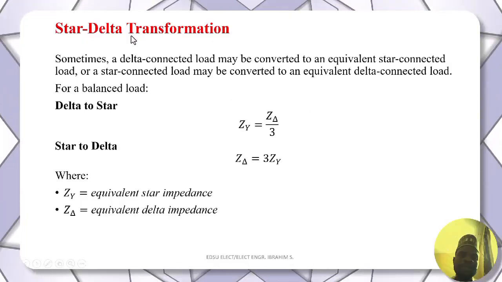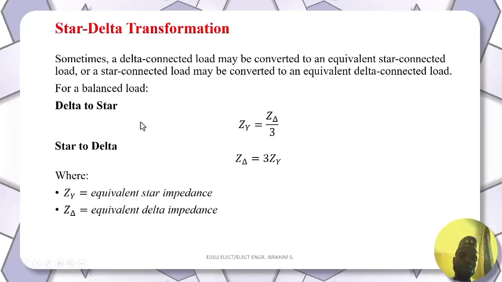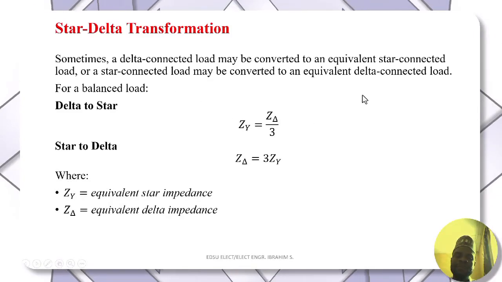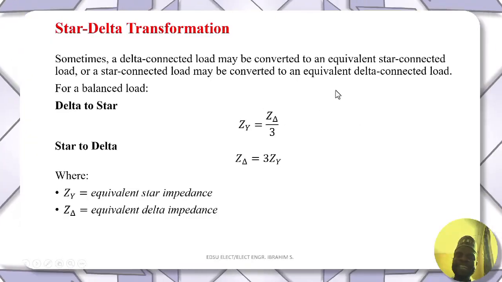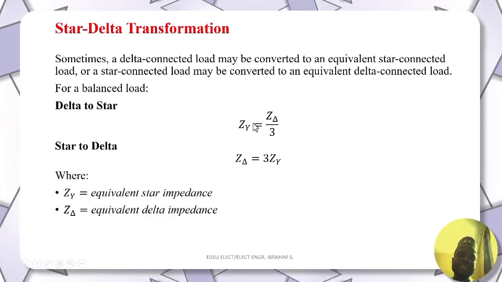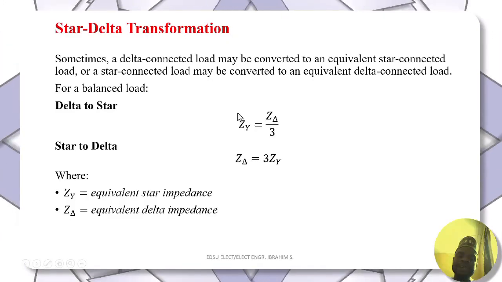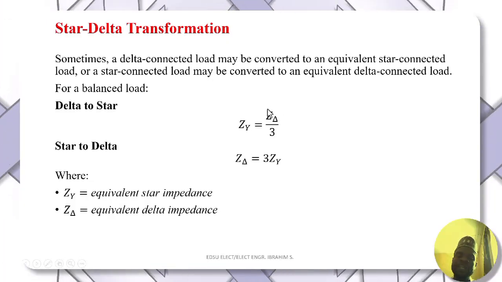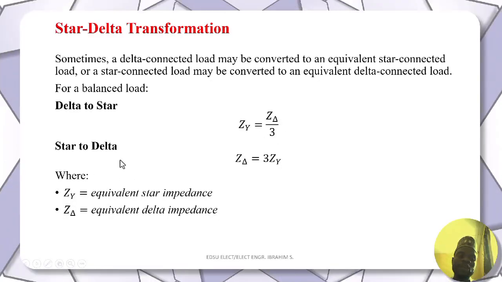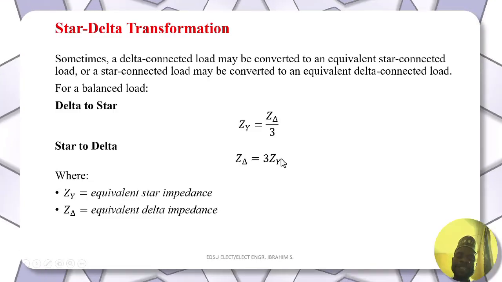So, star to delta transformation. There are times they give you your connections in delta format, while there are times they give you in star format. So to convert to the other connection format that you need, this is basically the formula. For delta to star, my impedance in star connection is the delta connected impedance divided by 3. But for star to delta, my impedance in delta is 3 multiplied by my impedance in star connection.